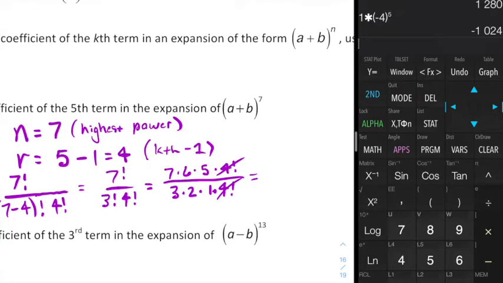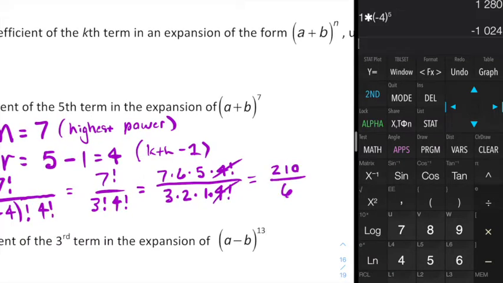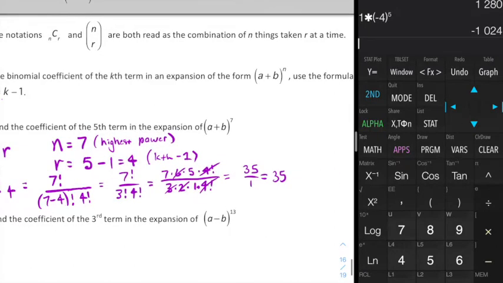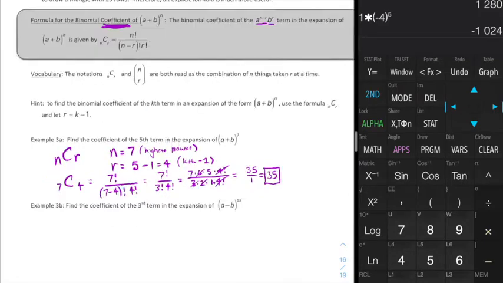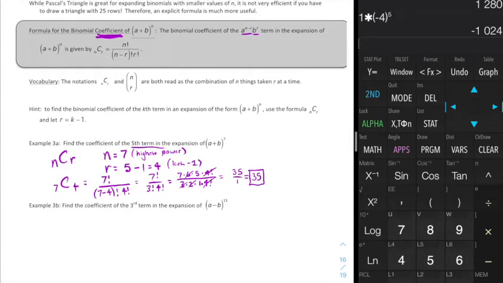Let me see if I can be kind of strategic here. I guess I could do 6 times 5. That's 30. 30 times 7 would be, was that 210, I think? And then down in the denominator, you'd have the 6, and then you can cancel. Actually, you know what? This would have been easier. Check this out. 3 times 2 is 6, so those would eventually cancel out, and then that'd just be 35 over 1, which comes out to 35. So that is your coefficient on the 5th term in that expansion.